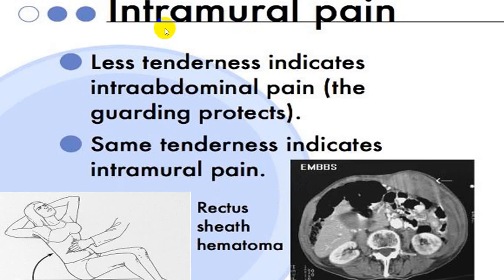Also, to identify intramural pain, there will be less tenderness, which indicates intra-abdominal pain. The same amount of tenderness, if it is there, means it is an intramural pain. That will happen very frequently if something is happening in the abdominal wall, like a recti muscle hematoma, etc.